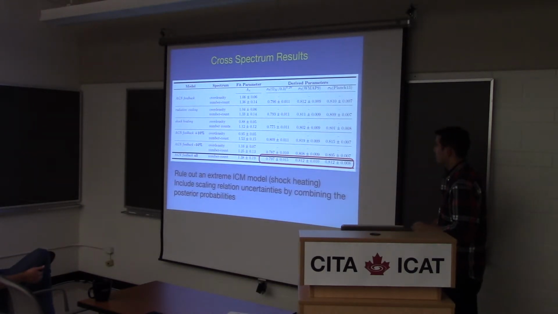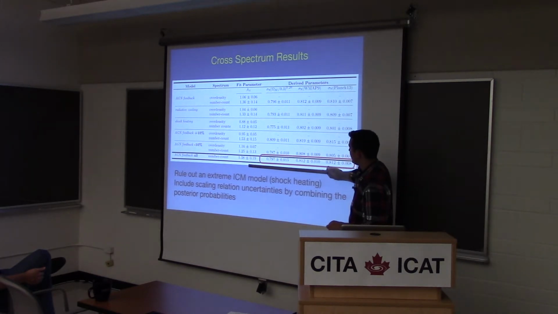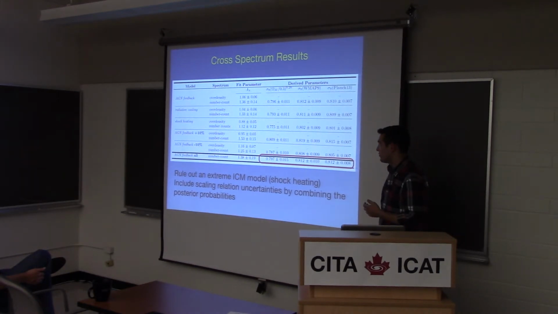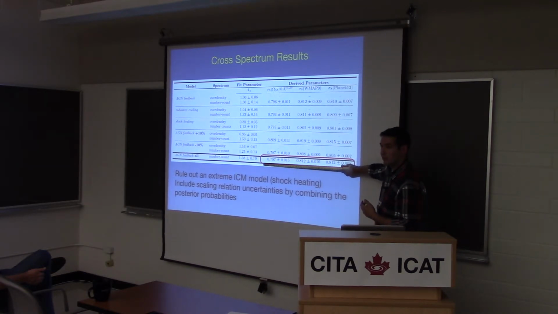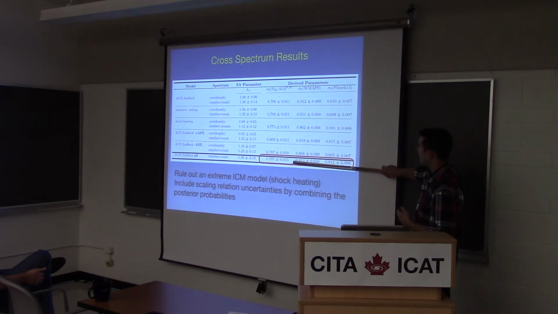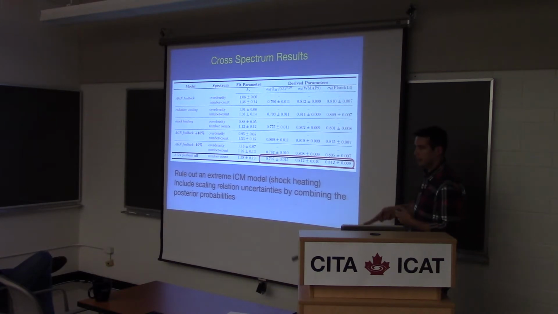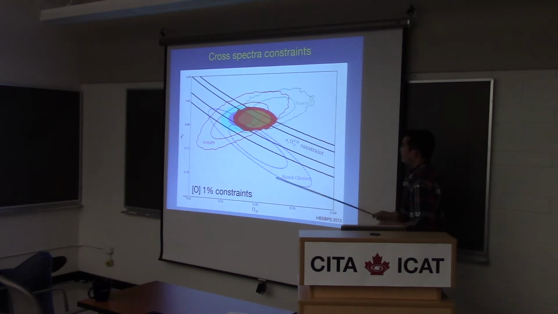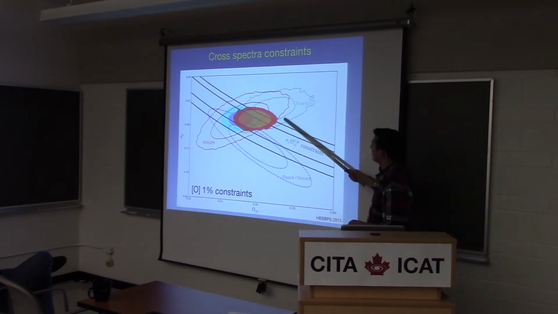So what do those constraints look like? Just focus on this last line here. This is where we included all the uncertainties, or marginalized over the uncertainties in our selection function. We get about 1% measurements of sigma 8 and omega m when you combine them. And then if you include information from, say, WMAP or Planck, we get even tighter constraints. And just to illustrate that, these black contours are our 1 sigma and 2 sigma contours. And here's Planck, here's WMAP.